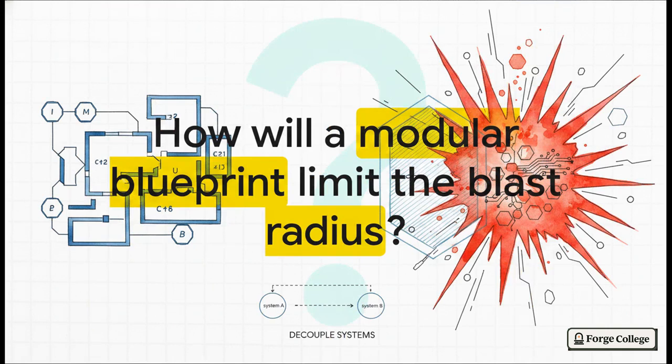Before we wrap up, I want to leave you with this final provocative thought. When the time eventually comes, how will your modular blueprint limit the blast radius of your next smart contract upgrade? Really think about how decoupling your systems today is going to save you massive headaches tomorrow.